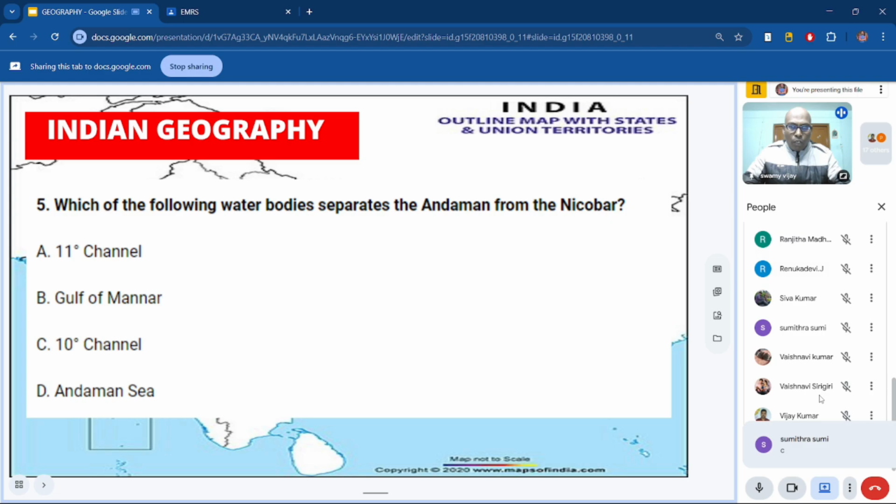Which of the following water bodies separate Andaman from the Nicobar? Right, it is 10-degree channel. Okay, fine. 10-degree channel which separates Andaman from Nicobar Islands. Correct, good. Next one. So sometime it will take some time to you understand the India map.